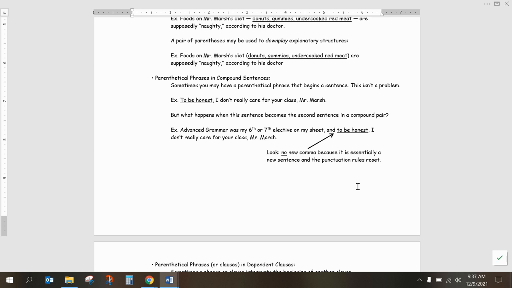But what happens when this sentence actually becomes the second sentence in a compound pair? Imagine if I took the sentence and I pushed it later and I put something in front of it. So what if my real sentence was, "Advanced grammar was my sixth or seventh elective on my sheet, and to be honest, I don't really care for your class, Mr. Marsh." I want you to notice that there's no new comma in front of the words "to be honest," because basically, or essentially, you've created a brand new sentence.